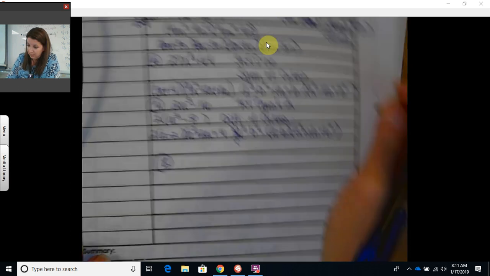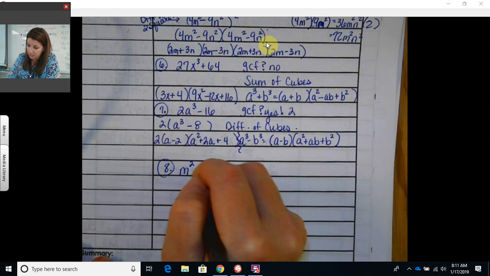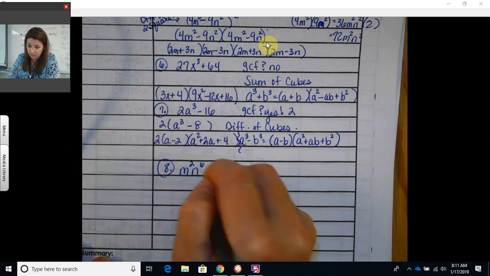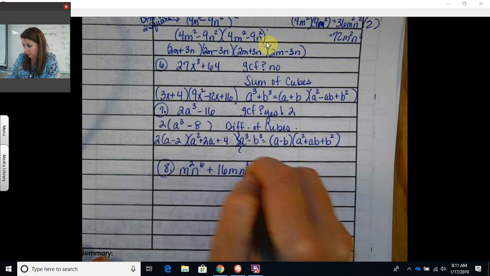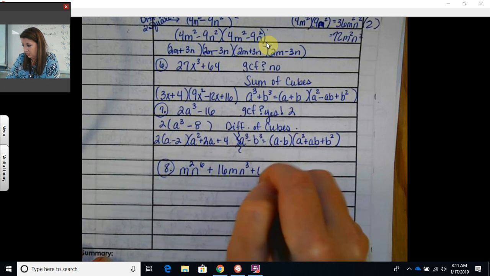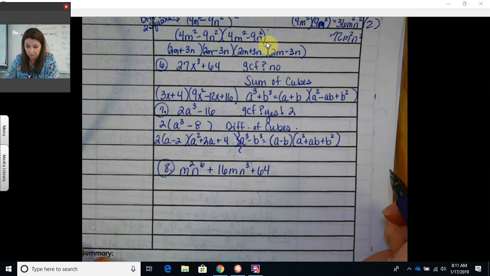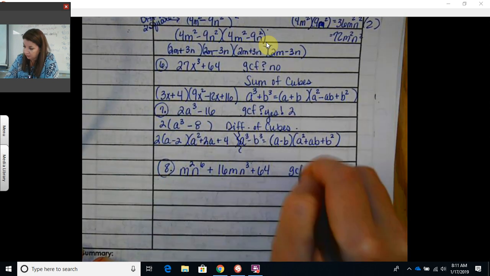m squared n to the 6th plus 16mn cubed plus 64. Is there a GCF? No.